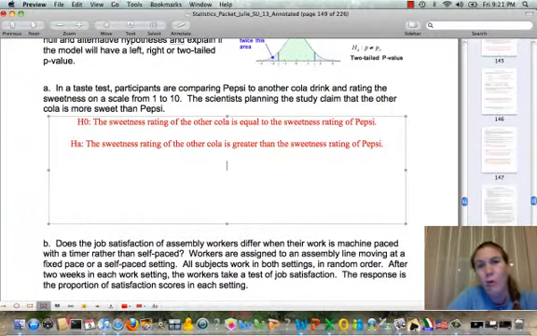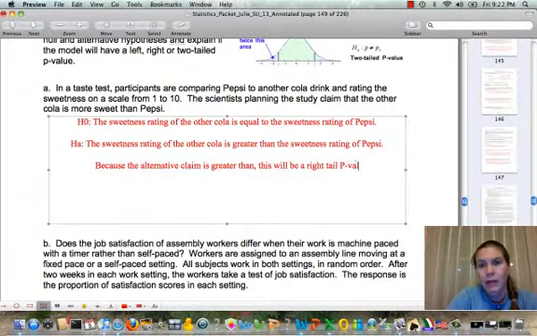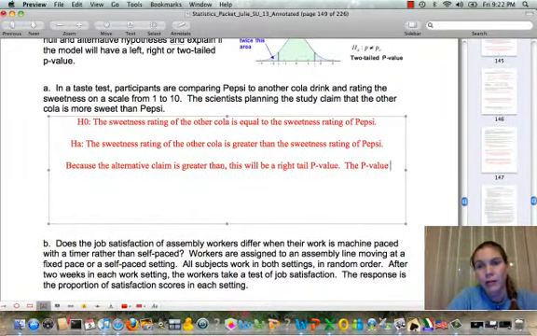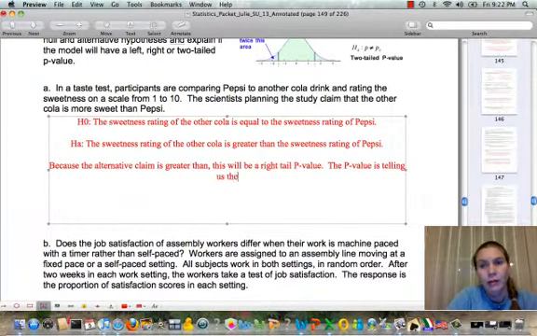So we want to think about what type of p-value this will be. Because the claim is greater than, this will be a right tail p-value. And remember, the p-value is telling us the probability that the null hypothesis is true.